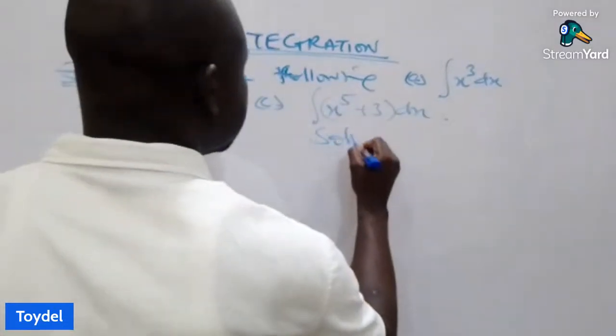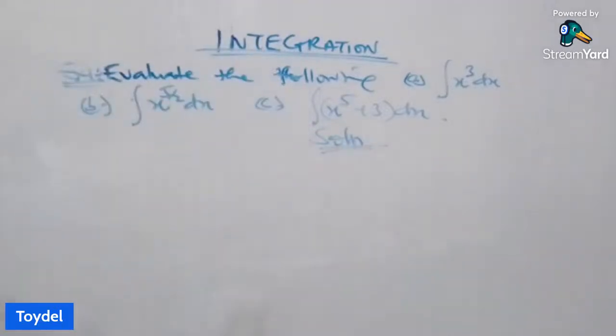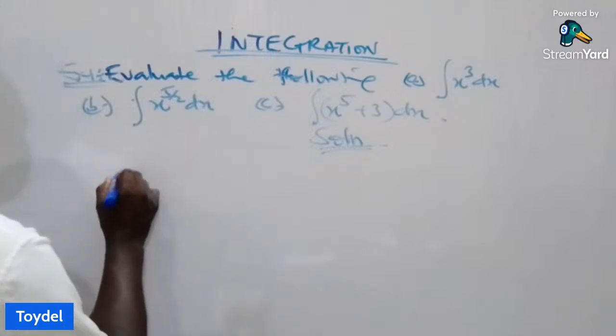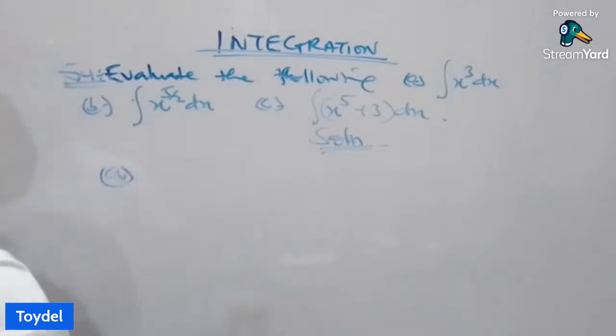So how do we integrate the following? Well, the question says integrate the following. What do we do with what we have on the board? Now when I did the introduction, I said there are two types of integration, definite integral and indefinite integral. In this case, all these examples are under indefinite integral because there is no boundary. You don't have upper and lower bounds.